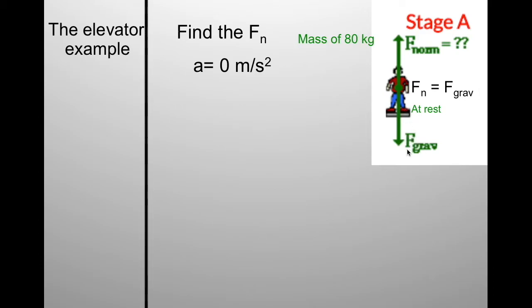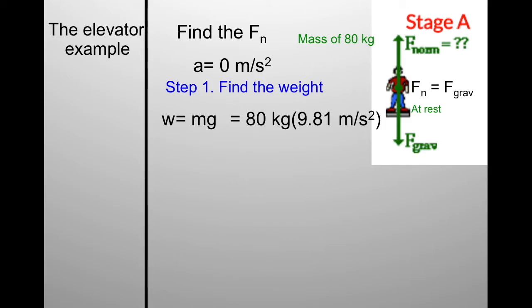This is static equilibrium. The first step that we want to do is change the kilograms into newtons. So we want to find the weight. And when we do that, we find W equals mg. So let's plug everything in and find Otis's weight, and that is 80 kilograms times 9.8 meters per second squared, and that gives us a total of 785 newtons. Now that we have this, we can continue on to the second step.